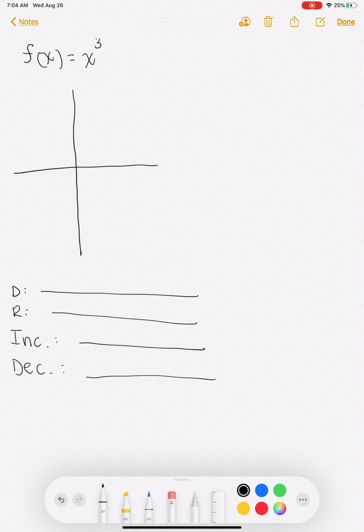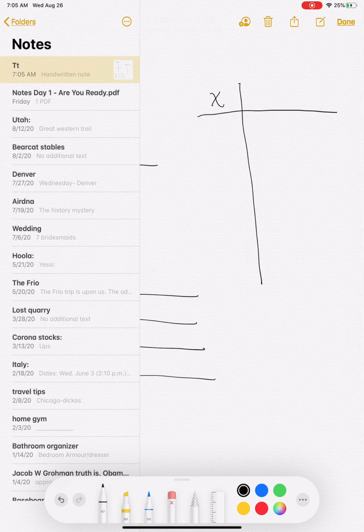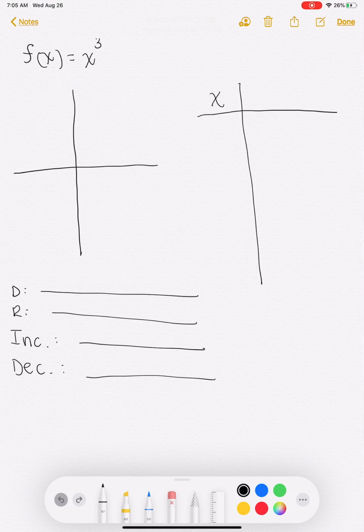Now, guys, the best way to sketch the graphs if you don't know what they already look like is to make a table and plot those points. So I'm going to make a table of our x values and our y values. F of x, that's just another way to say y.